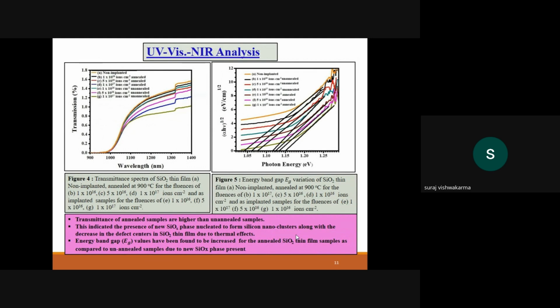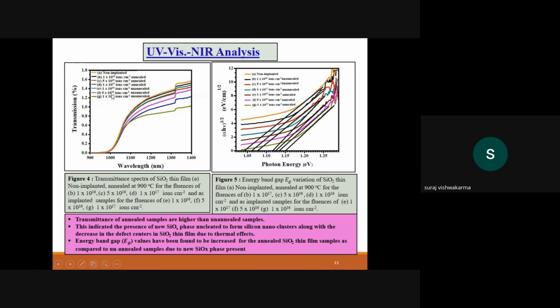After the development of the samples, we did the measurement of UV-visible-NIR, near infrared analysis. What we have measured is the transmission against the wavelength, with the sample kept in transmission mode. The title of the talk is annealing effect. When we did the implantation, we collected three samples: silicon negative ion 1 into 10 to the 16, 5 into 10 to the 16, and 1 into 10 to the 17.